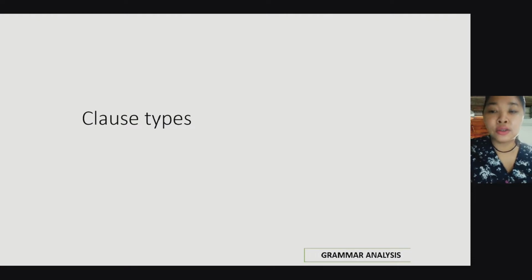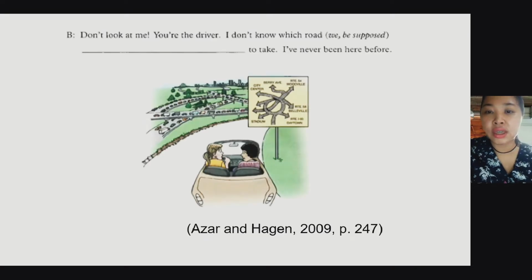We're gonna talk about two clauses. Before we discuss further, I would like to share these two pictures. The first picture is this one. So don't look at me. You're the driver. I don't know which road blank blank blank to take. I've never been here before. Where is the blank blank one? Yes, I don't know which road we are supposed to take.